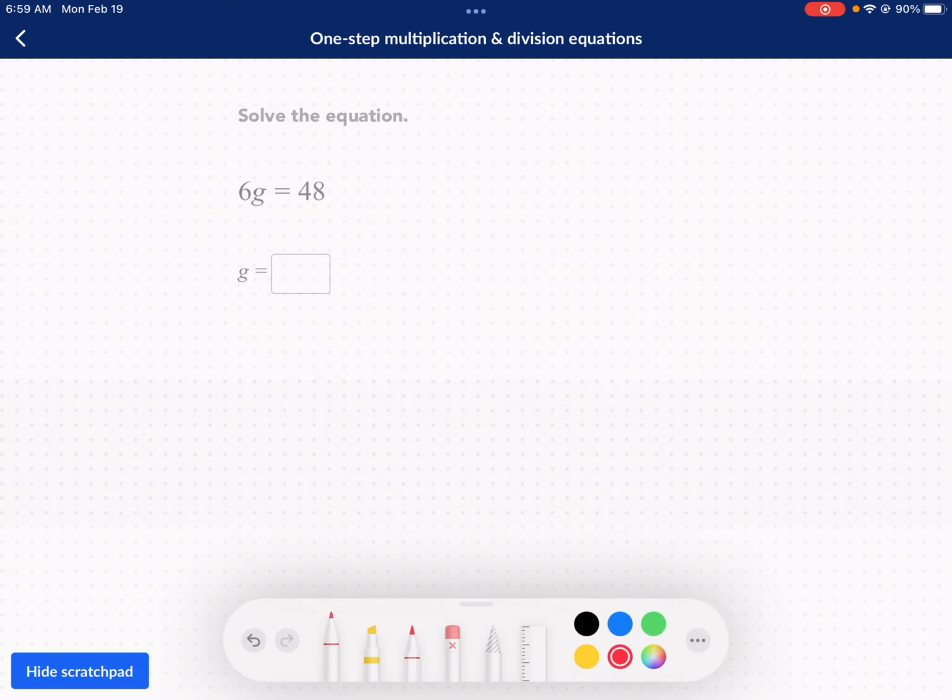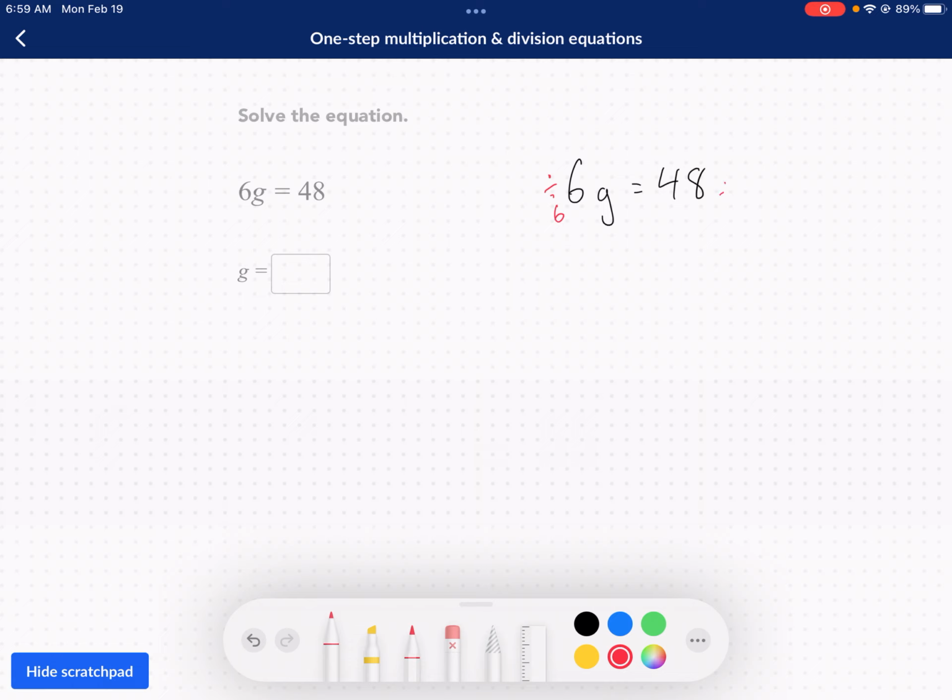Okay, well, here's another example. I don't have a particular situation for this one, okay? But we have 6 times something equals 48, okay? So we multiply something by 6. What's the inverse operation? The inverse operation is to divide. So I can divide both sides by 6.